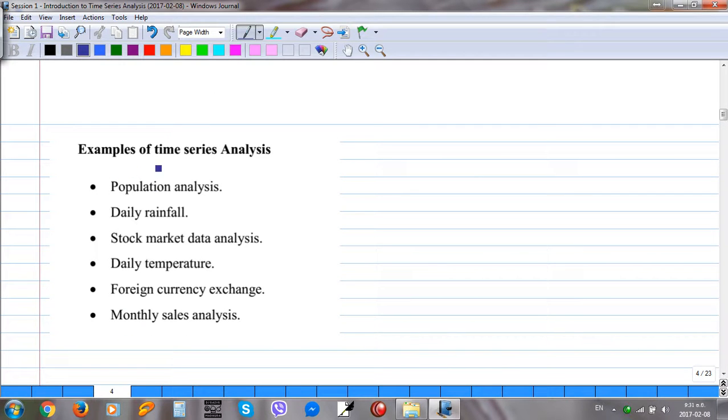Then, examples for time series analysis. Some examples given are population analysis, daily rainfall, stock market data analysis, daily temperature, foreign currency exchange, and monthly sales analysis. These are a few examples of time series analysis.